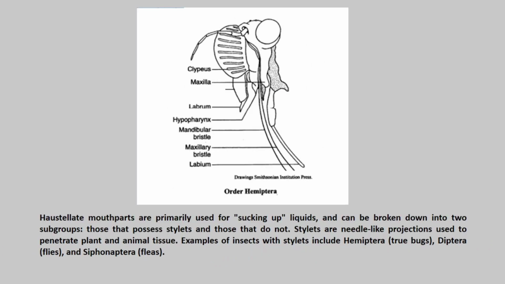palps. Haustellate mouthparts are primarily used for sucking up liquids, and can be broken down into two subgroups, those that possess stylets and those that do not. Stylets are needle-like projections used to penetrate plant and animal tissue. Examples of insects with stylets include Hemiptera, true bugs, Diptera, flies, and Siphonaptera, fleas.